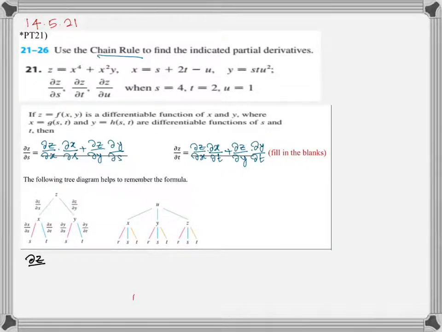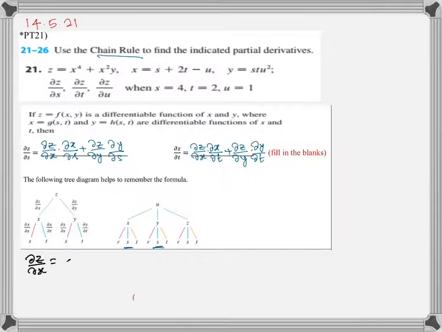So this is the case when we have z as a function of two variables and x and y are functions of two variables only. But what if x and y are functions of three variables like this? Then there will be one more term here. If x was a function of three variables, we have to tweak the formula accordingly.